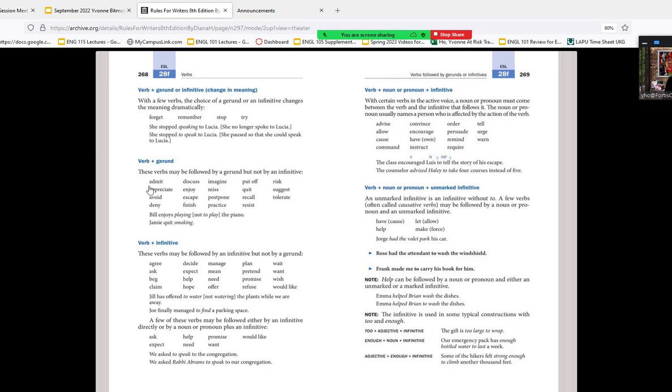Verb plus gerund. These verbs may be followed by a gerund, but not an infinitive. Bill enjoys playing, not to play, the piano. Jamie quit smoking. So: admit, appreciate, avoid, deny, discuss, enjoy, escape, finish, imagine, miss, postpone, practice, put off, quit, recall, resist, risk, suggest, tolerate. So all of these verbs may be followed by a gerund, but not an infinitive.